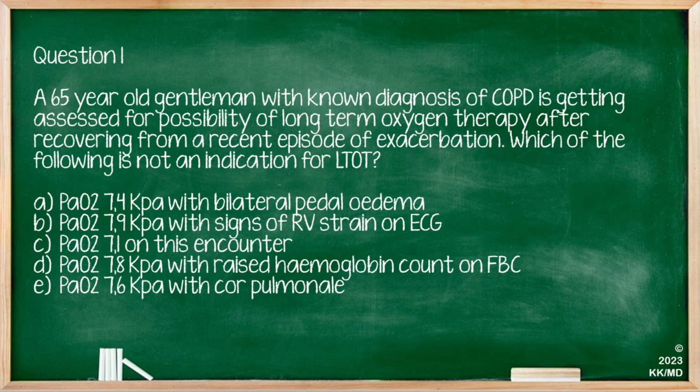So the correct answer here is C, because we only have one reading from which to make a decision, and you'll remember that we need to have 2 readings on the ABG at least 3 weeks apart before considering someone for LTOT.